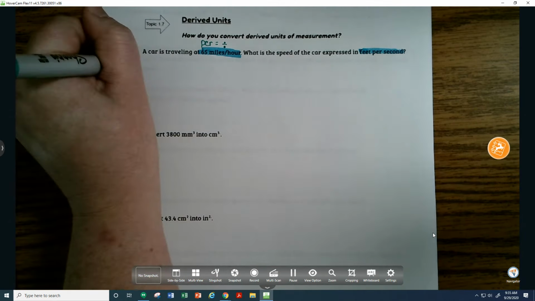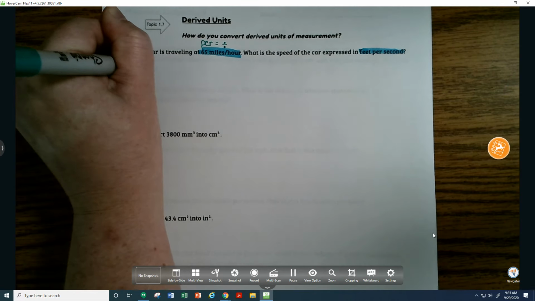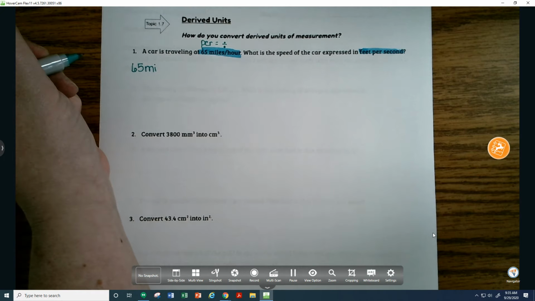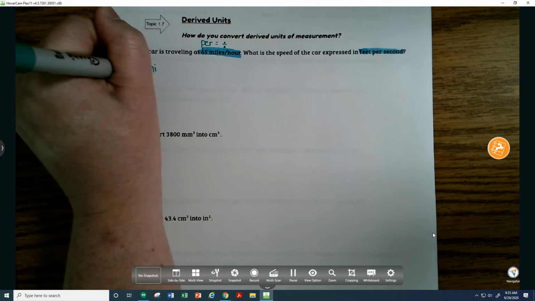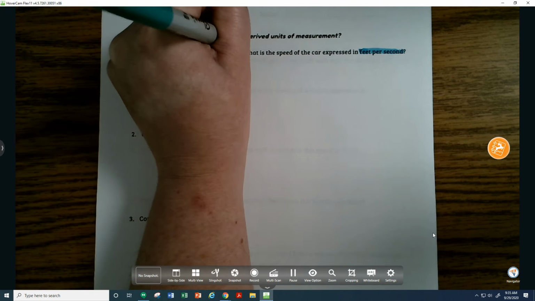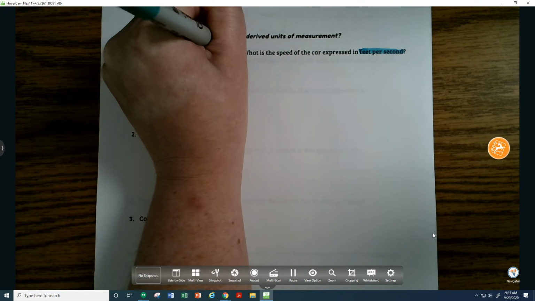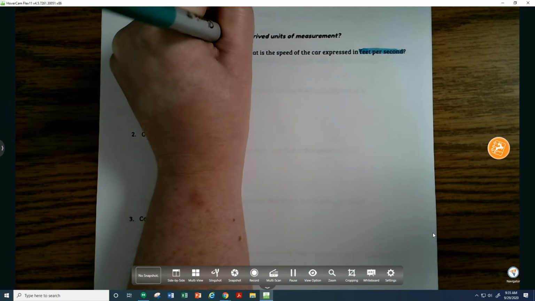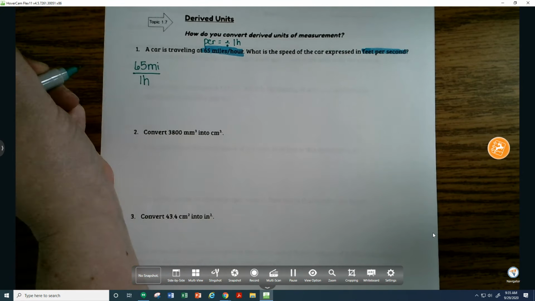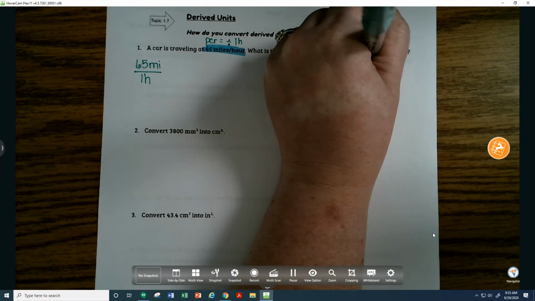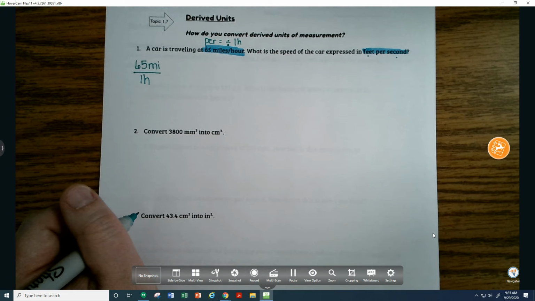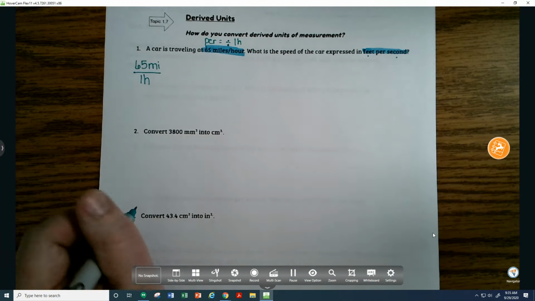So when I start, I'm going to have 65 miles in the numerator, and we have to separate these units in order for units to align and cancel. So this says per hour, so whenever it's per something, it's always one of it. So we're talking about 1 hour. Okay. So now we need to change it to two different things. We need a new distance unit here, feet, and we need a new time unit, seconds.